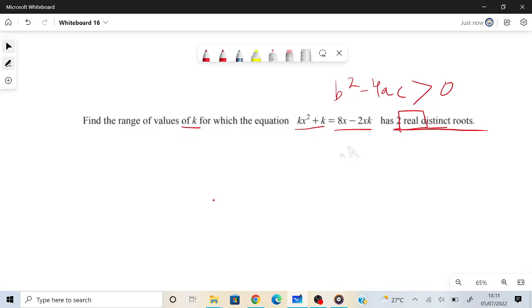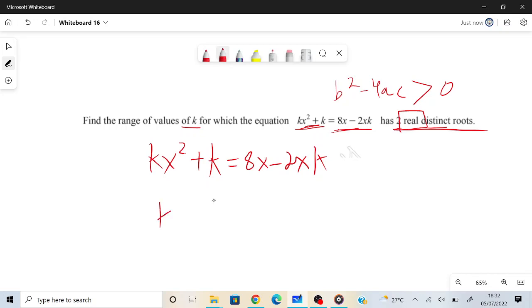They have made it a lot easier for us in this case because they've equated it for us already. We don't need to do the hard work. So right away, kx squared plus k equals 8x minus 2xk. Let's collect every term on the left side.